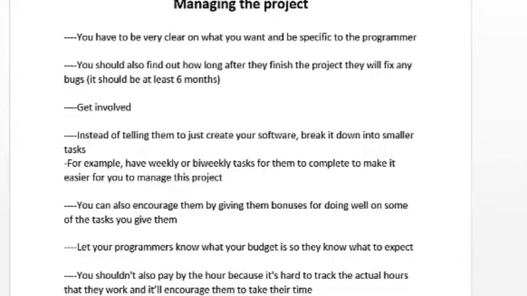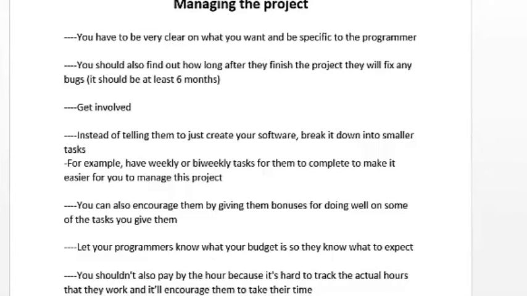There's Rent-A-Coder. When you're working with your programmer, you have to be very clear on what you want and be specific with the details. So you have to make sure you've done your research already before you hire someone to start working on your project. Okay, and you should also find out how long after they finish creating your software they will be able to fix any bugs. In my opinion, it should be at least 6 months after they've completed the software, where they could still fix anything that's wrong with your software.